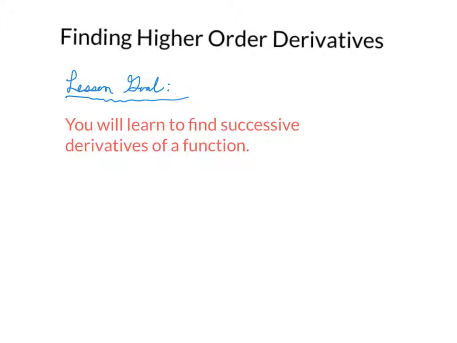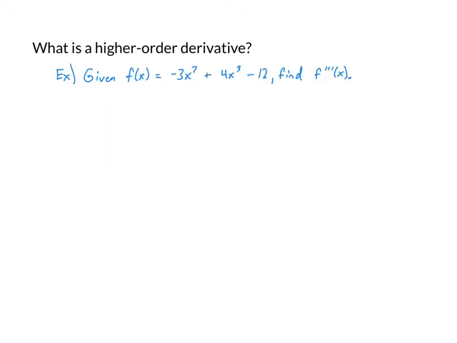All right, now I'm going to specify what the lesson goal is here, and this will clarify what I mean by higher order derivatives. When we're finding higher order derivatives, what we're really learning to do is to find successive derivatives of a function, okay? And so I need to give you an example of that. Let me proceed and do that. What is a higher order derivative?